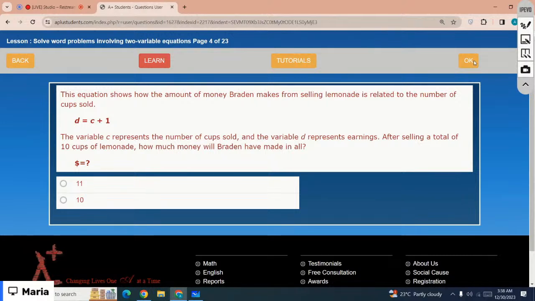This equation shows how the amount of money Braden makes from selling lemonade is related to the number of cups sold. D equals C plus 1. The variable C represents the number of cups sold and the variable D represents earnings. After selling a total of 10 cups of lemonade, how much money will Braden have made in all? Which is the correct option?